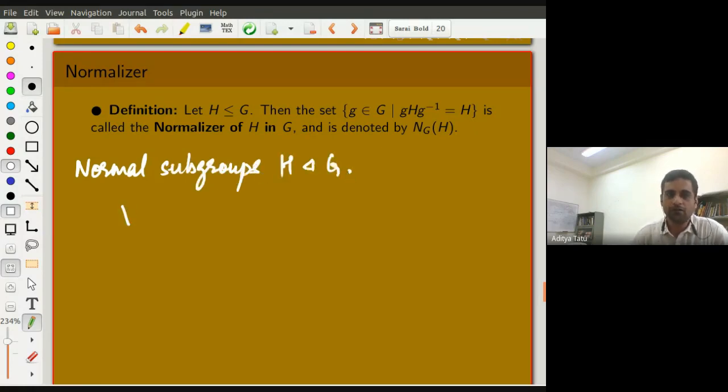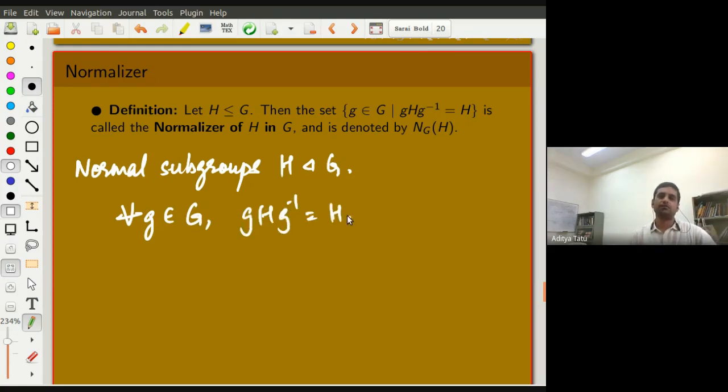G. For every element of the group G, gHg inverse must be equal to H. But let us assume there is a group H for which gHg inverse is equal to H only for a subset of the group G, not for all group elements. Let us try to examine the properties of this set of elements of the group. That set contains all elements g of the group G for which gHg inverse is equal to H for a given subgroup H.